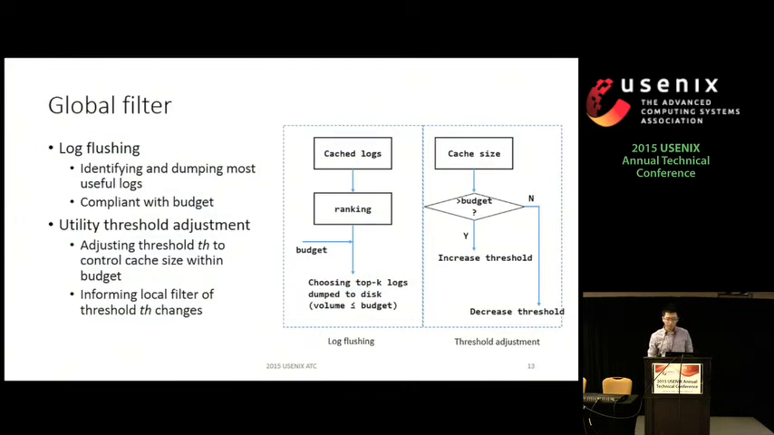Next, let me illustrate the details of the global filter. The global filter is triggered periodically, which mainly consists of two tasks. The first task is to dump the logs with the highest utility scores and also assure the budget is compliant. The second task is to update the global threshold and notify the local filters of such updating. The goal of the threshold adjustment is to make the cache size of the logs approximately equal to the budget in the next interval. So it is basically a prediction problem.